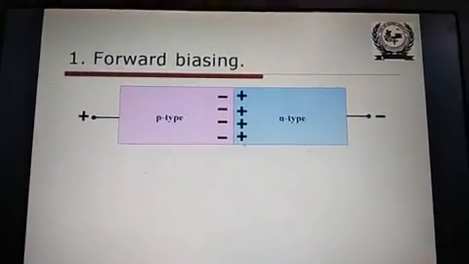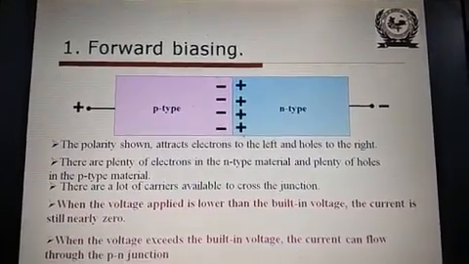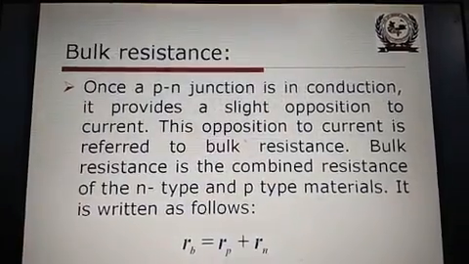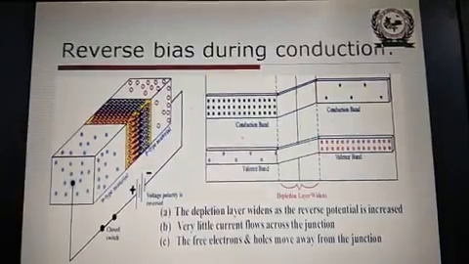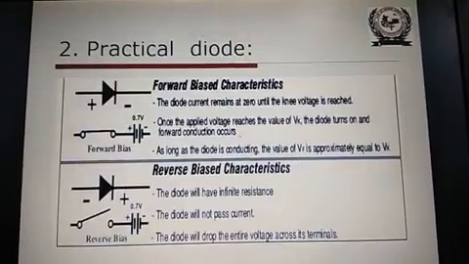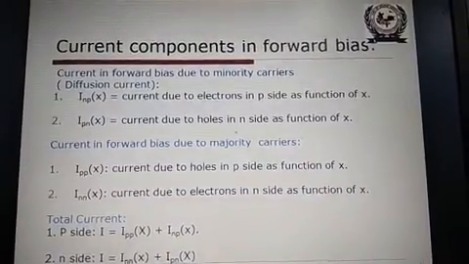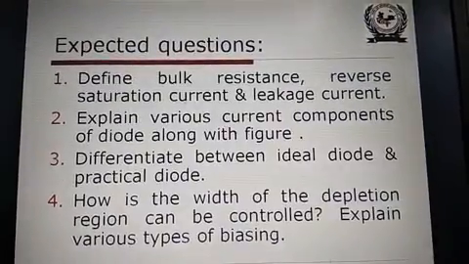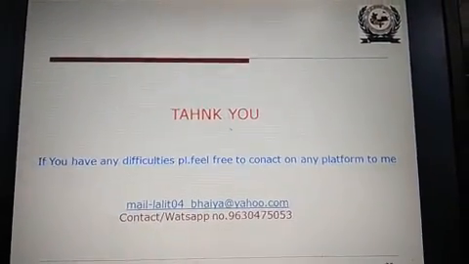So dear friends, today we will stop here. Tomorrow again we will go for forward biasing, then reverse biasing, forward bias resistance, reverse bias resistance, ideal diode, practical diode, complete diode model, current components of diode, current components in reverse bias, and we will see some expected questions tomorrow.